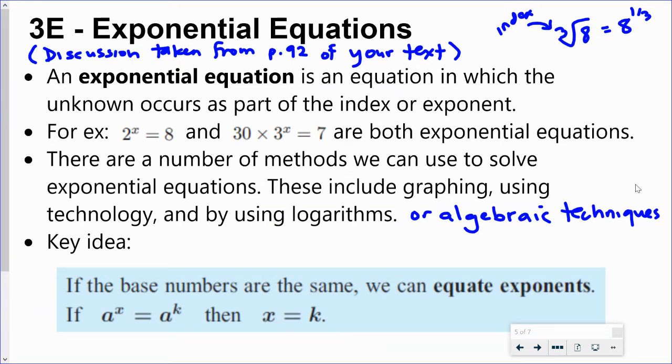Remember that an exponential equation is an equation in which the unknown occurs as part of the index or the exponent. For example, 2 to the x equals 8 and 30 times 3 to the x equals 7 are exponential equations because x is the exponent, not the base.